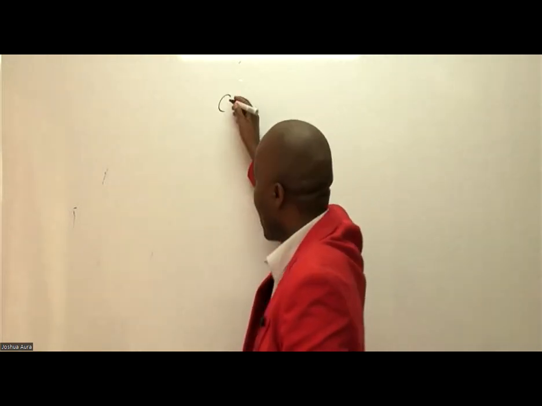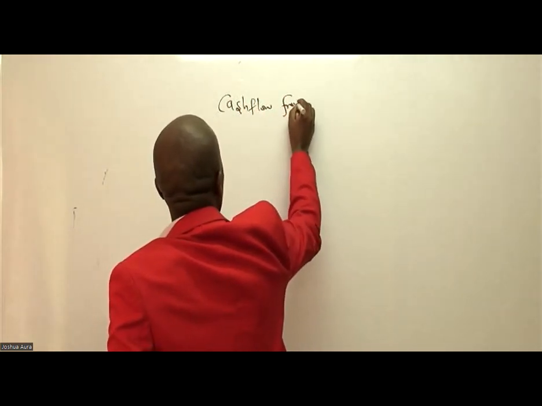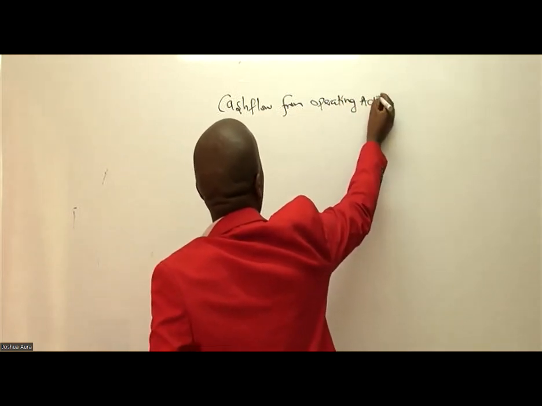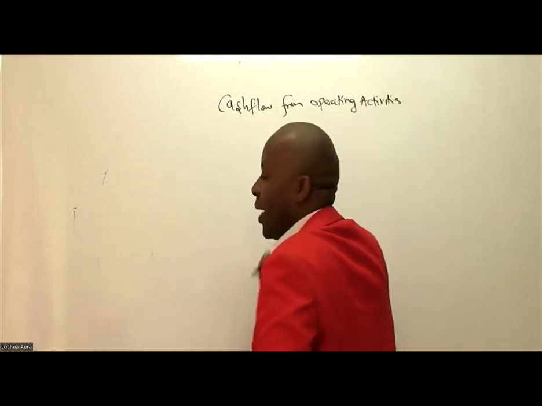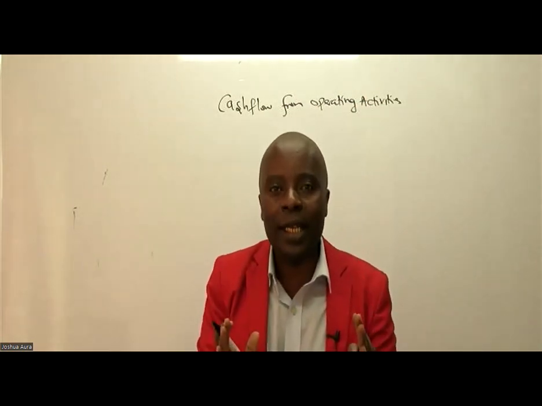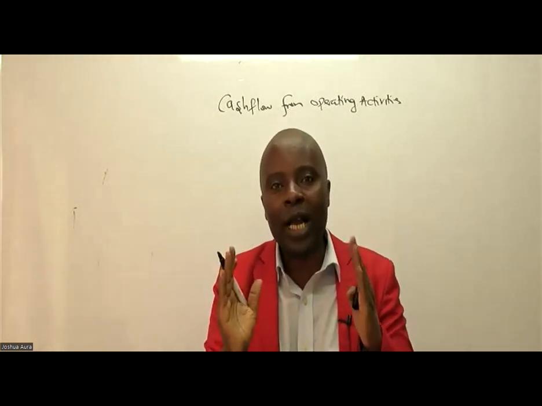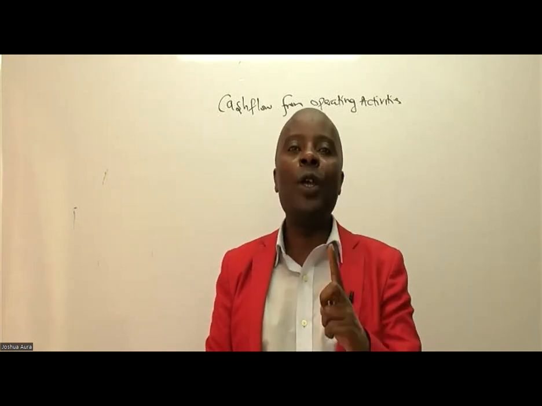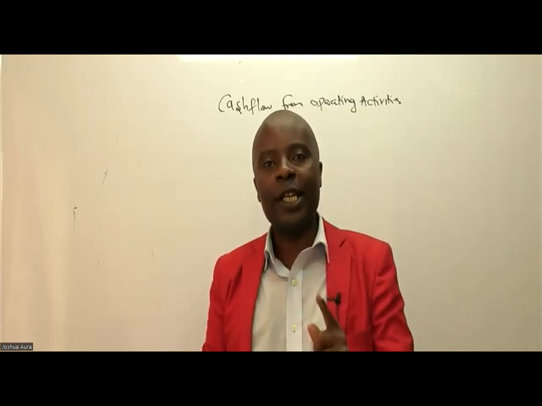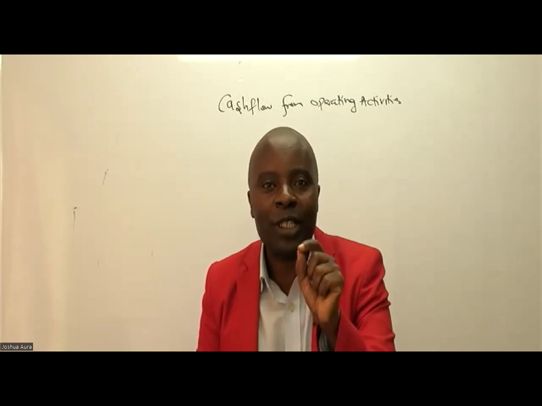So we have here cash flow from operating activities. And remember, ladies and gentlemen, in most cases, whenever the examiner is silent about the method that you should use to develop your cash flow statement, you shall always use the indirect method. And IAS 7 tells us what to start with.